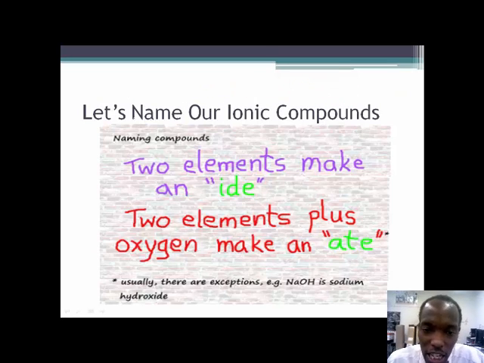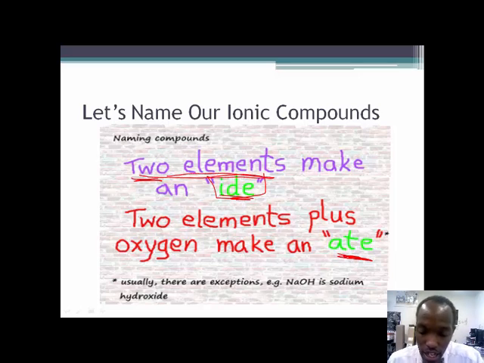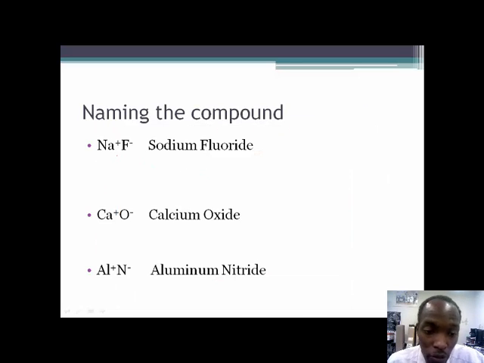Now let's name our ionic compounds. Remember, 2 elements make an ide, and 2 elements plus oxygen make an ate. Today we're just going to do the ides, because the 2 elements together form an ide. Let's look at our compounds that we just made. When we combined the sodium with the fluorine, it became sodium fluoride. When we combined the calcium with the oxygen, it became calcium oxide. And aluminum nitride was formed when we had the aluminum with the nitrogen.